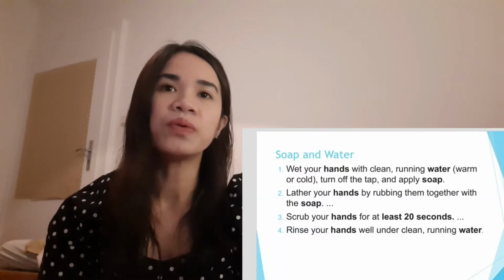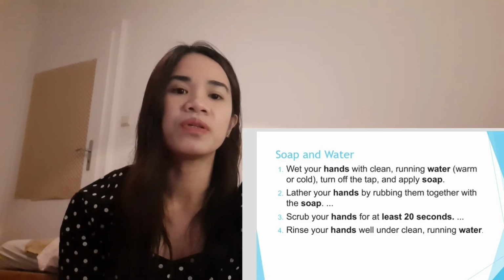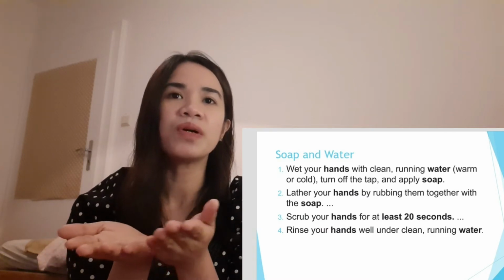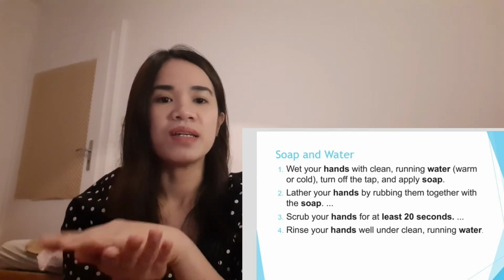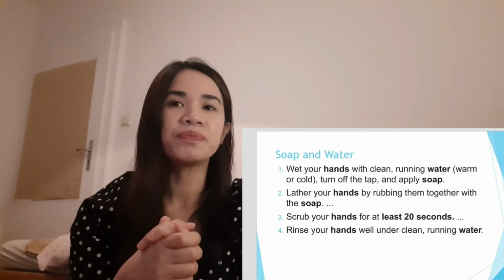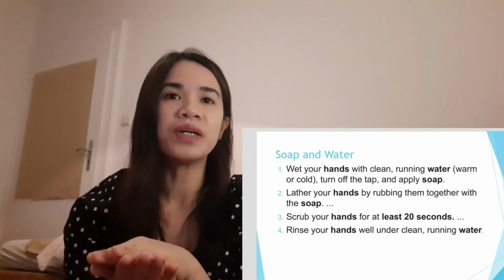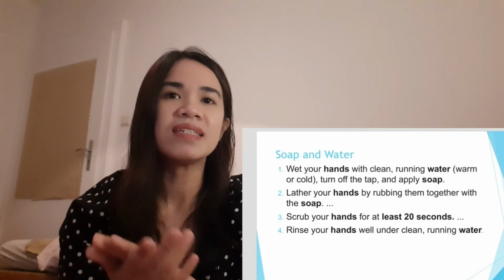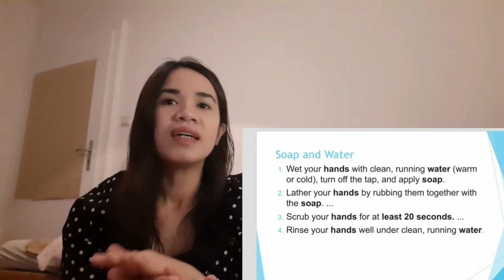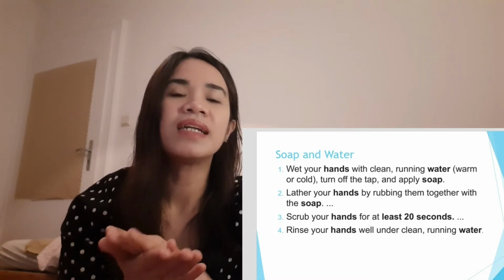So, how are we going to wash our hands with soap and water? These are the steps that we are going to follow. Number one, wet your hands with clean running water, either warm or cold. Turn off the tap and apply the soap. Next, lather your hands by rubbing them together with soap. Next, scrub your hands for at least 20 seconds. After that, rinse your hands well under clean running water.